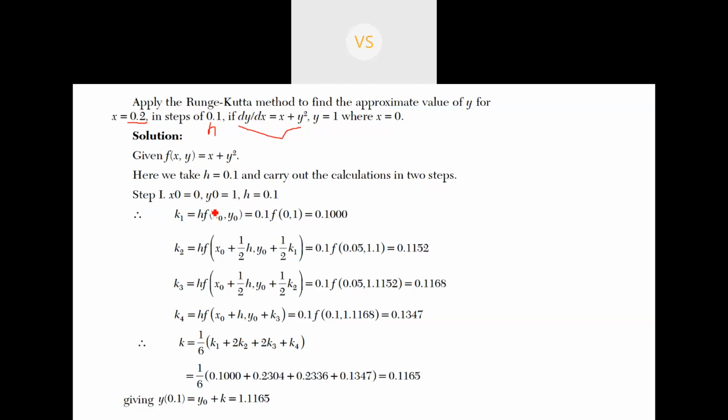So first we'll find out the value of k1, which is very simple: h into function f(x0, y0). We'll substitute the value of x and y over here. It will be 0 plus 1 square, so we'll be getting it as 1. So 1 into 0.1, it will be 0.1. So that is k1.